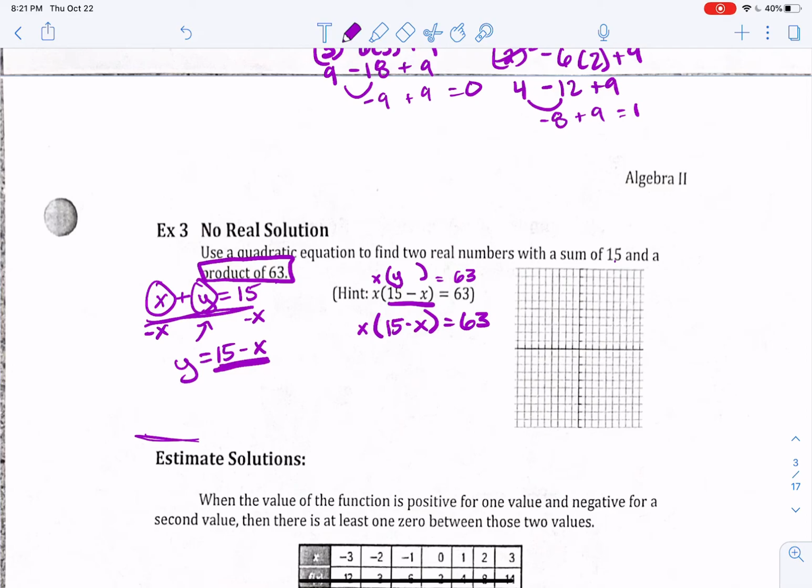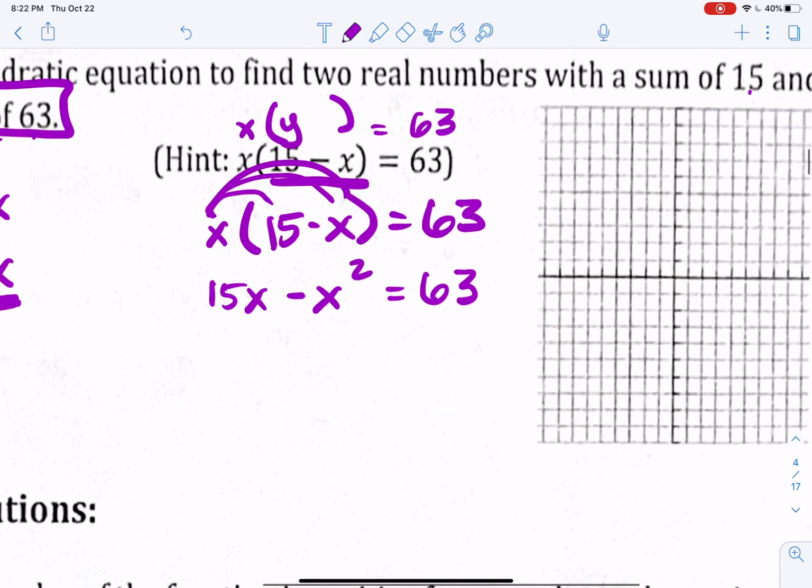Now, the next thing I'm going to do is distribute the x through. So x times 15 is 15x, and x times negative x is negative x squared, and then equals 63. Now I have the same problem here as on the other side: I have part of it on one side of the equal sign and part on the other. So I need to move my stuff. Looking at the x squared first, it is negative on this side, so I'm going to move both of these pieces over here, and that will make the x squared positive.